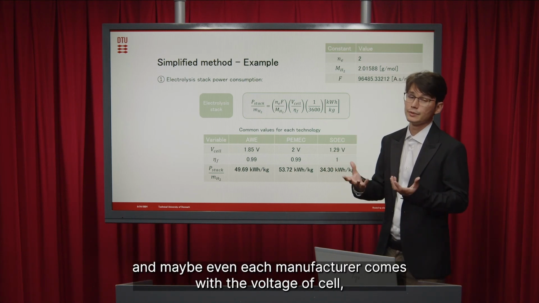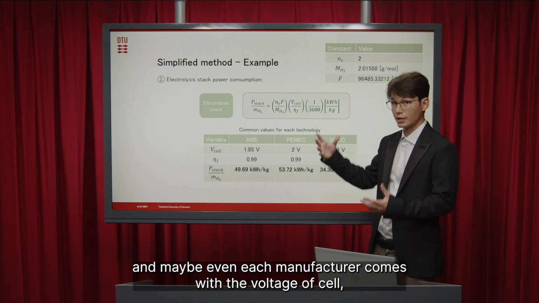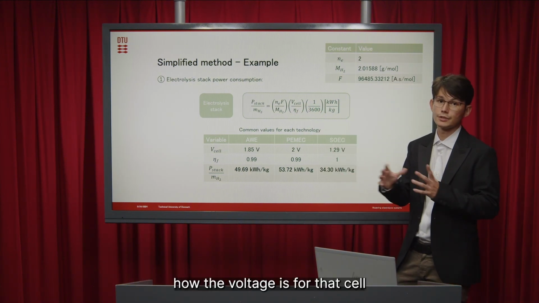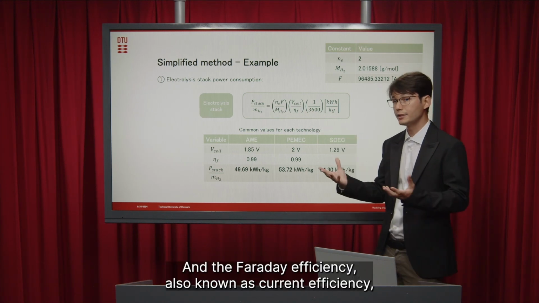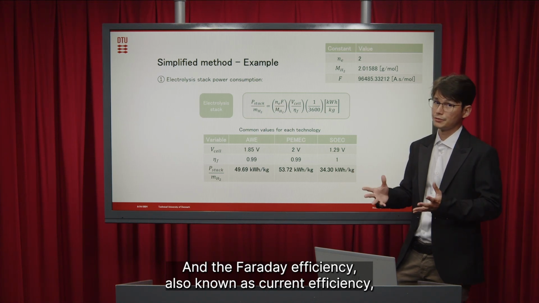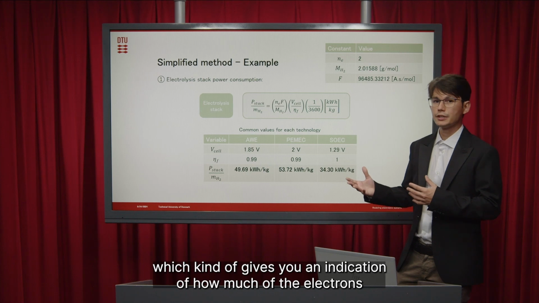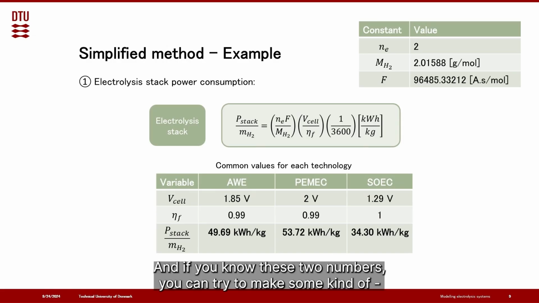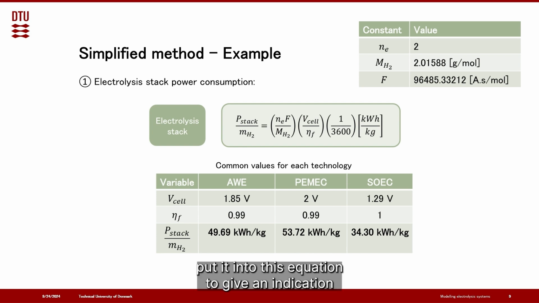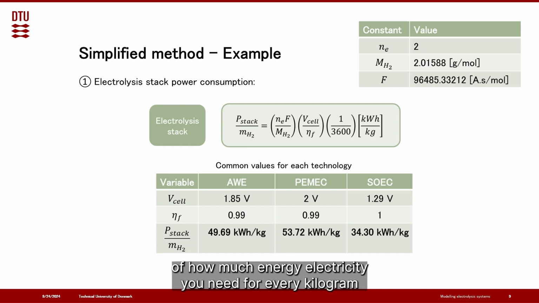But the specifics of each technology, and maybe even each manufacturer, come with the cell voltage, meaning the voltage for that cell in the stack, and the Faraday efficiency, also known as current efficiency, which gives you an indication of how much of the electrons exchanged in the stack really turn into hydrogen. If you know these two numbers, you can put them in this equation to get an indication of how much electricity you need for every kilogram of hydrogen you want to produce.